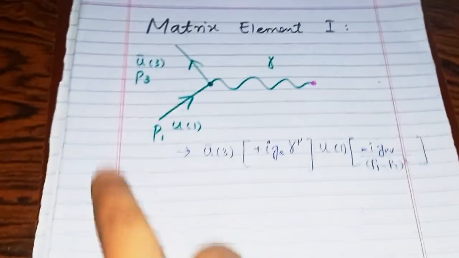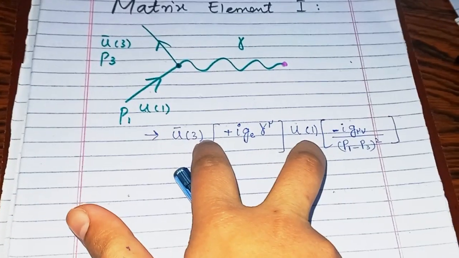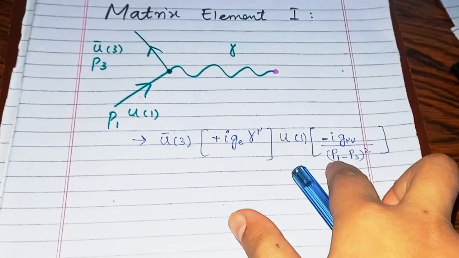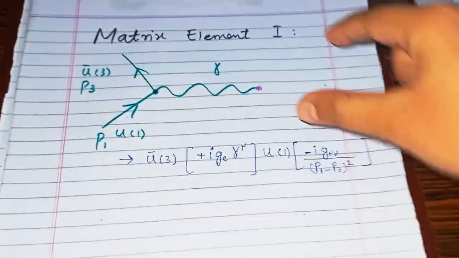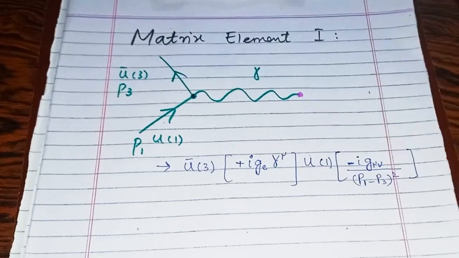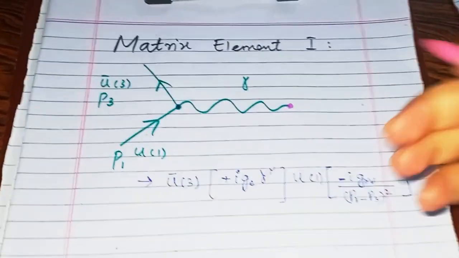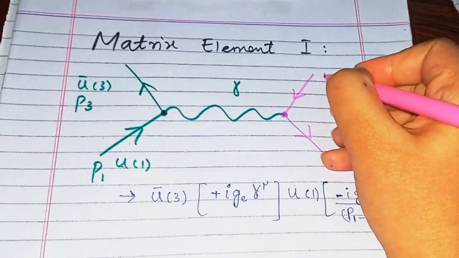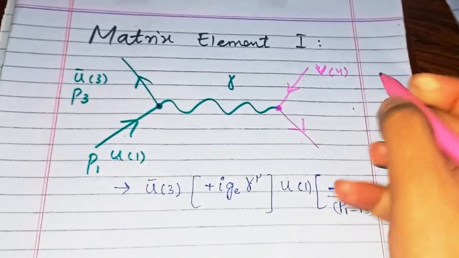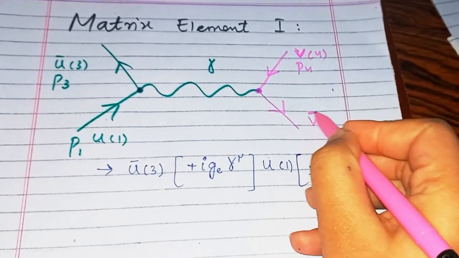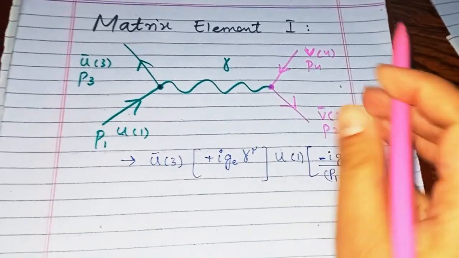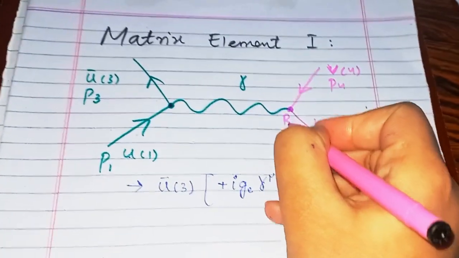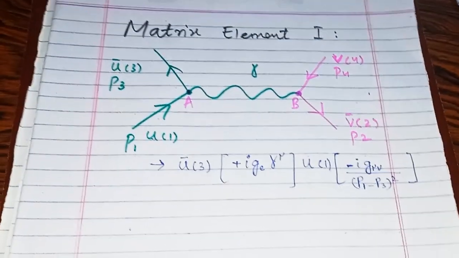All right, I hope it's clear to you. First you write the half process: external line wave function, then vertex vector, external line wave function, then the propagator, which will link it to the other half process happening at vertex 2. So let's draw it also. We have a v of 4 and p4, and here we have v bar of 2 and p2. Yes, that's all we need. And this is the vertex, let's call it b, and this is vertex a.